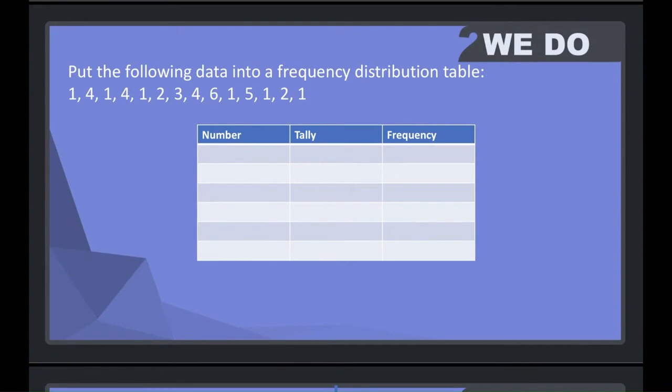All right, let's make one. So I'm going to put the numbers 1 to 6 over here, because that's what we have in our data. We go from 1 to 6. And then I'm going to use a tally. As I cross off ones, I'm going to put a tally in here. 5 and 6. As I cross off the numbers, I'm adding them to my tally.